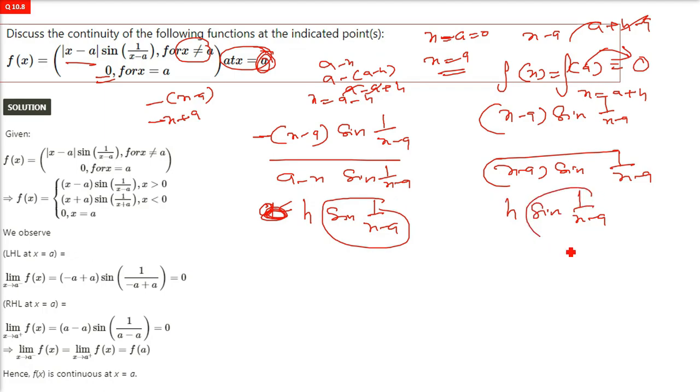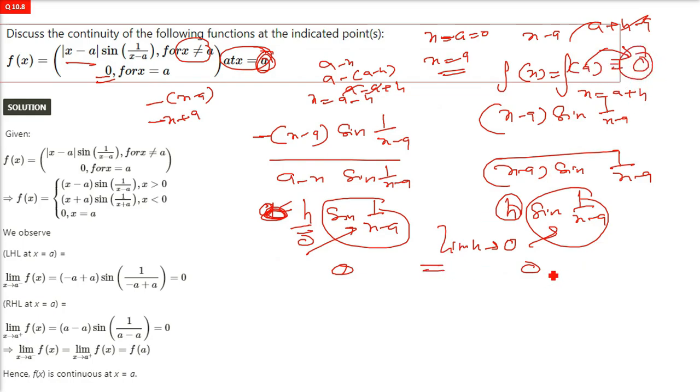Now you don't have to worry about sine 1 by x minus a, because when you apply the limit h tends to 0, the left hand limit and the right hand limit, both will be 0. So when both are 0, the function value at a is also 0. So all these three are same. That is, the function is continuous at x equals a.